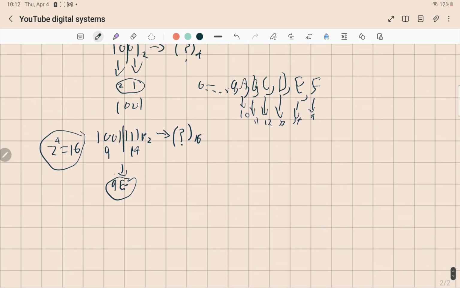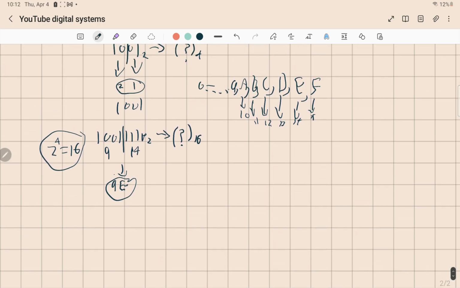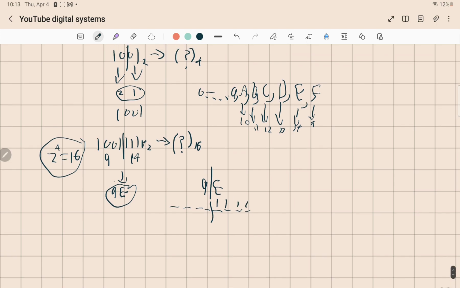Okay, we could do it backwards also. Let's say we have 9E. So we get split into 2. Each one gets split into 1. And this gets 4 digits. And this gets 4 digits. So E in binary is 14. So E in binary is 1, 1, 1, 0. And 9 is 1, 0, 0, 1.